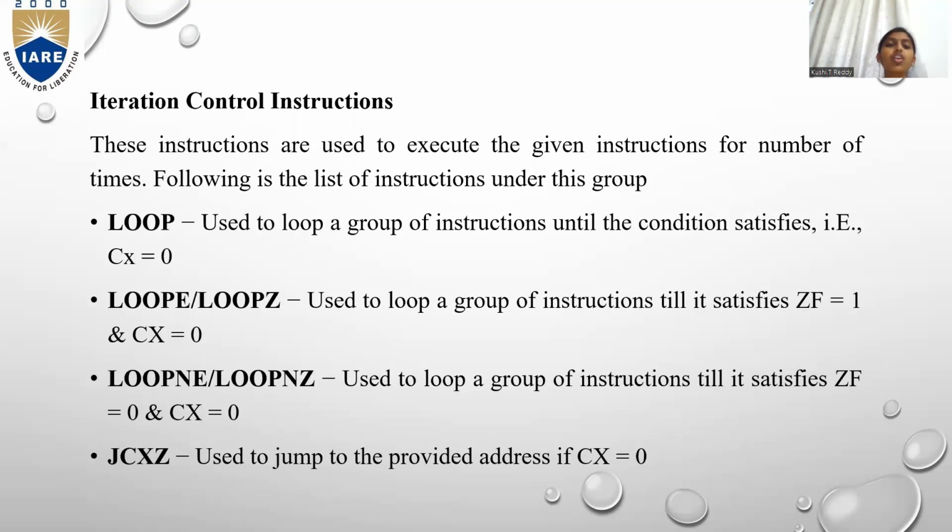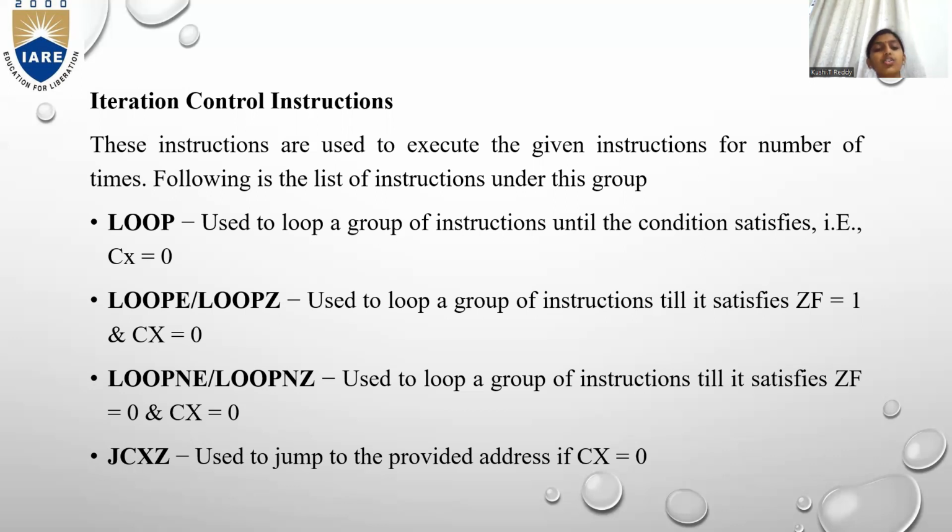Iteration control instructions. These instructions are used to execute the given instructions a number of times. As you all know, from the word iterations itself, you will understand that iterations are nothing but loops, and you can run the same program n number of times until it meets a stopping condition. Looping statements such as for loop, while loop, do while, these are all iterative statements.